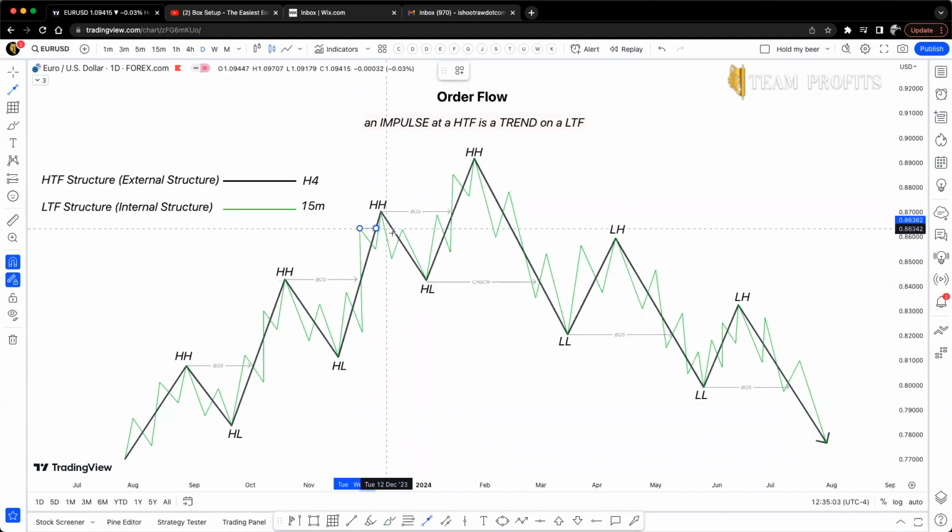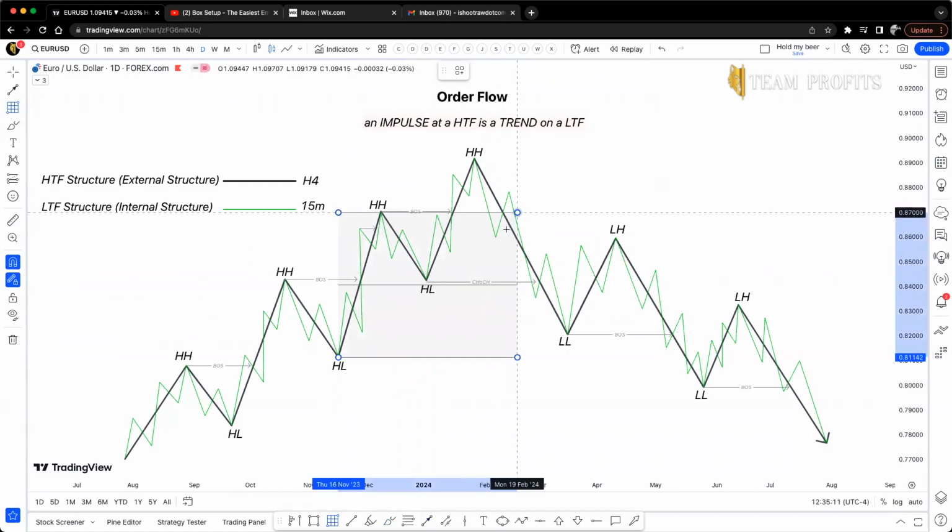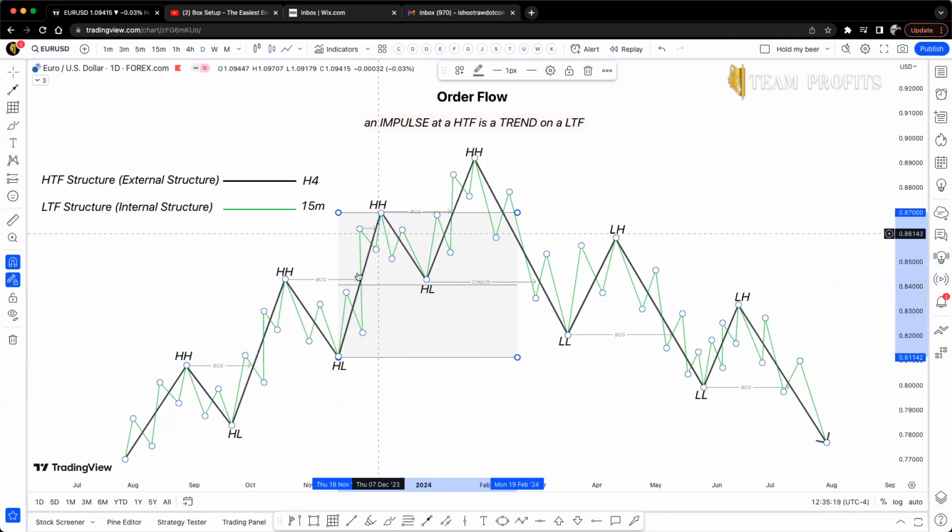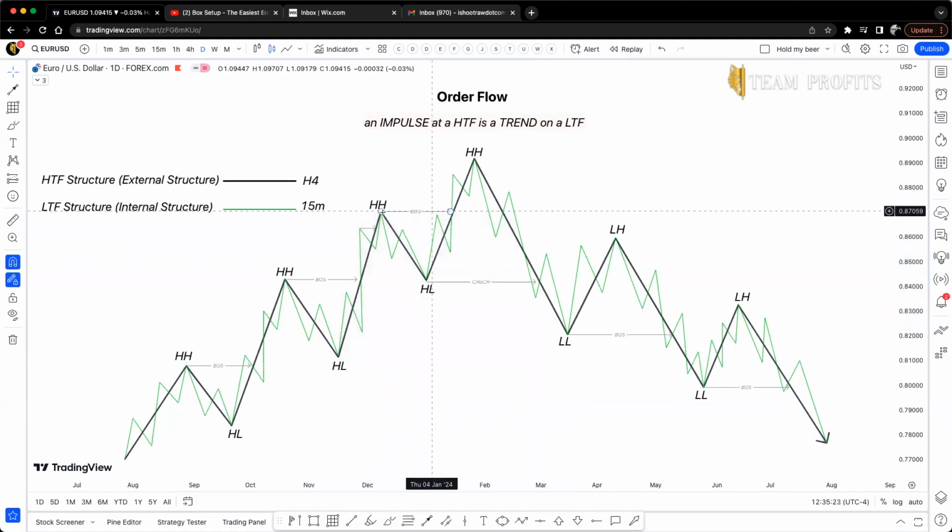We don't know exactly how deep it's going to go. You can use, for example, a Fibonacci or the Gann box just to have an idea, expecting the price to pull back at least to the 50% on the Fibonacci or the Gann box, to at least retrace 50% of this entire impulse. It's just to have an idea.